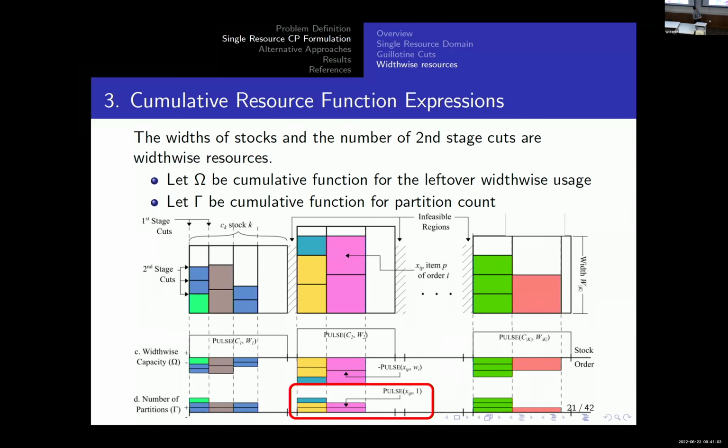So in other words, our single resource constraint programming model, by modeling the unified lengthwise horizon, by using a state function to represent the Guillotine cuts, and by using cumulative functions to represent the widthwise resources, we're able to represent the entire problem.